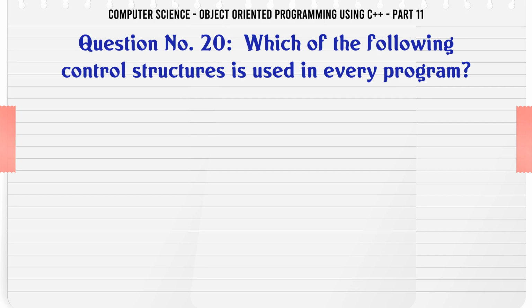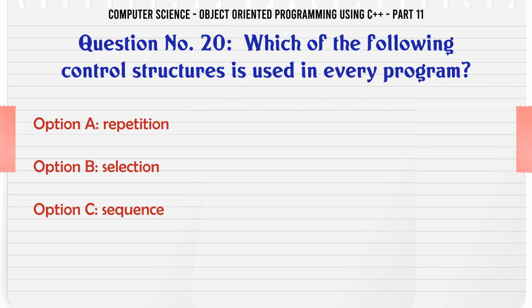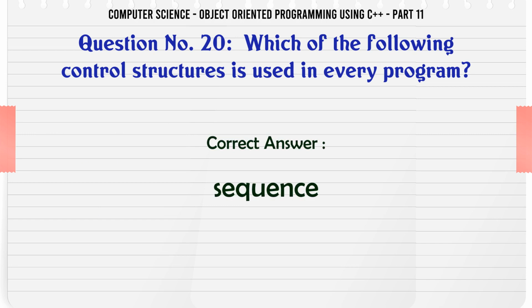Which of the following control structures is used in every program? A. Repetition. B. Selection. C. Sequence. D. Switching. The correct answer is sequence.